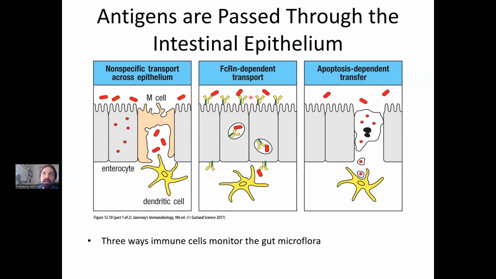We also have antibody-mediated transport, so there's a lot of IgA antibody in the mucosal surface. These are sampling microbes. This might be transported by these antibody receptors called Fc receptors to the dendritic cell. We also have this apoptosis-dependent transfer. So if there are dying cells, for example, if a cell's old and is dying, or if there's a pathogen that's killing that cell, that might cause some trafficking of these antigens to that dendritic cell on the lamina propria side of the tissue.